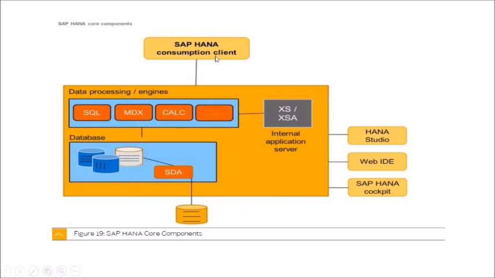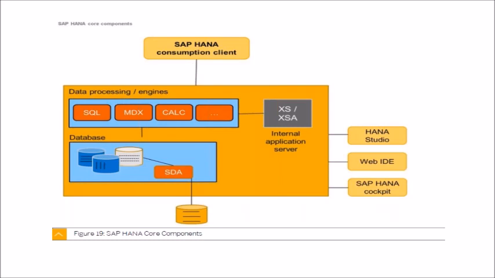The consumption clients can be anything. It can be a reporting tool, a technical tool, or an application. As far as the tools are concerned, we can call them interfaces. On the right-hand side, you can see HANA Studio, which has been there right from the beginning. It is one of the graphical tools, which I'm going to explain and show you now. Web IDE is there, that's for development, and HANA Cockpit. HANA Cockpit is very important for you, particularly as an administrator. We'll look into that in detail.